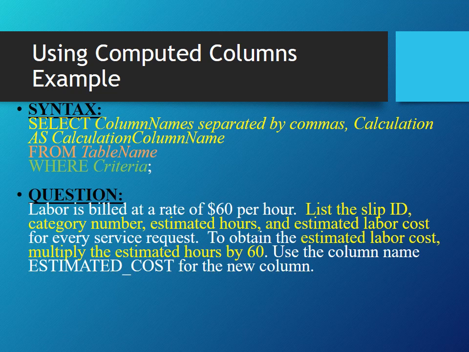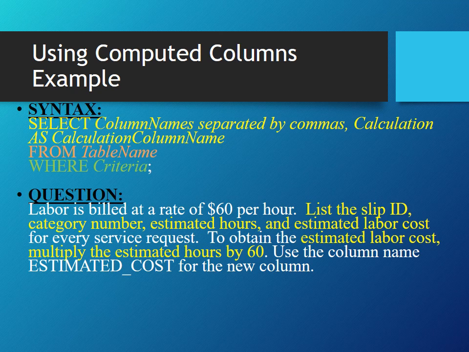Labor is billed at a rate of $60 per hour. List the slip ID, category number, estimated hours, and estimated labor costs for every service request. To obtain the estimated labor cost, multiply the estimated hours by 60. Use the column name estimated cost for the new column. I've highlighted the calculation information in yellow since it goes in the select statement.